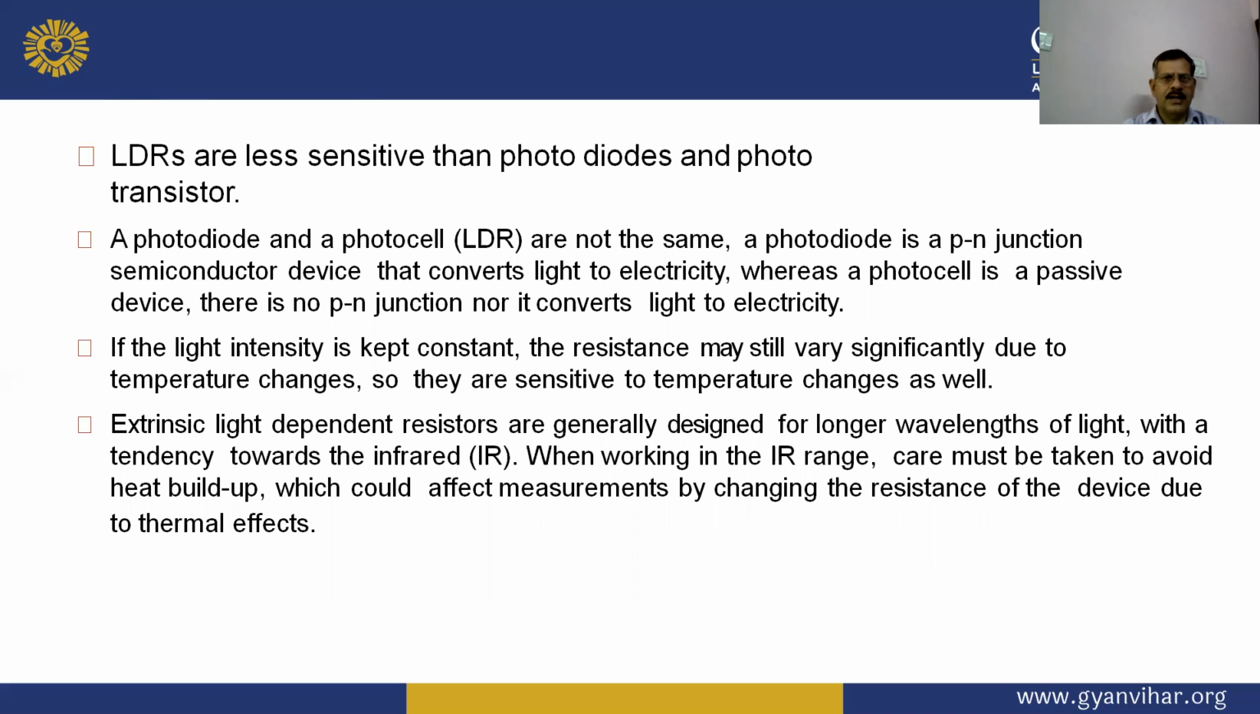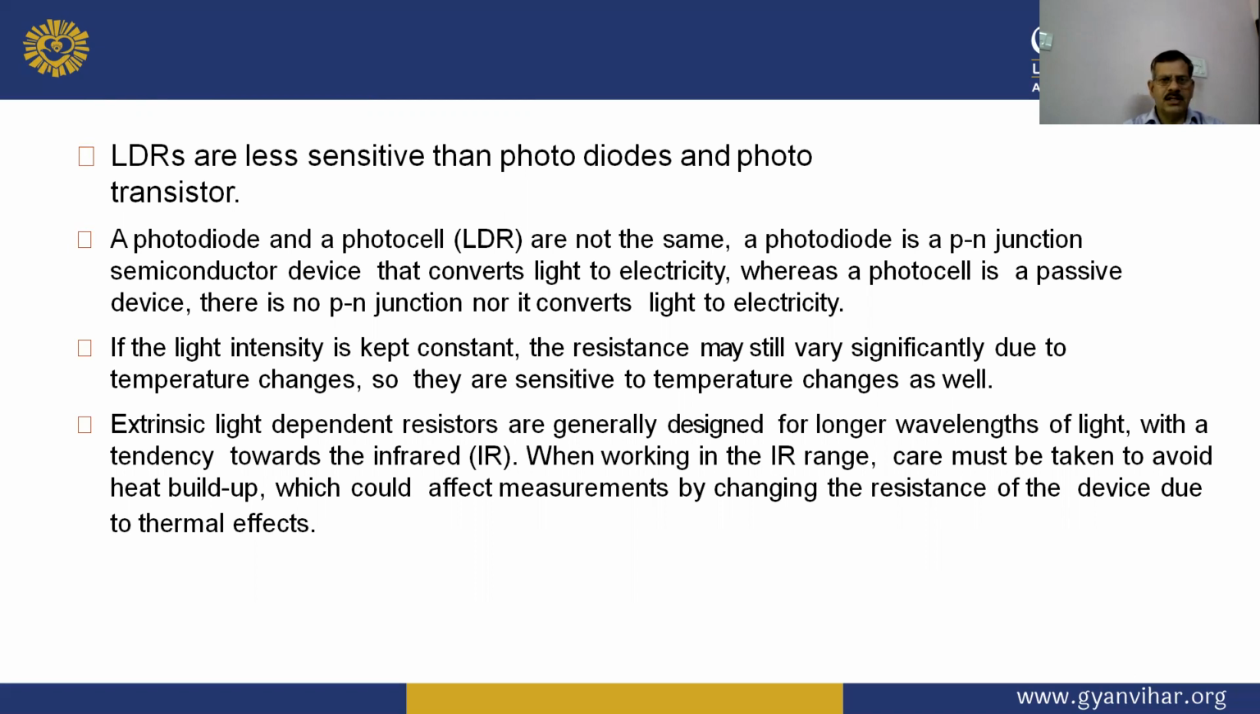LDRs are less sensitive than photodiodes and phototransistors. The photodiode and photocell LDR are not the same. A photodiode is a PN junction semiconductor device that converts light to electricity, whereas a photocell is a passive device. There is no PN junction, nor does it convert light to electricity. So that is the difference between the photodiode and photocell LDR.